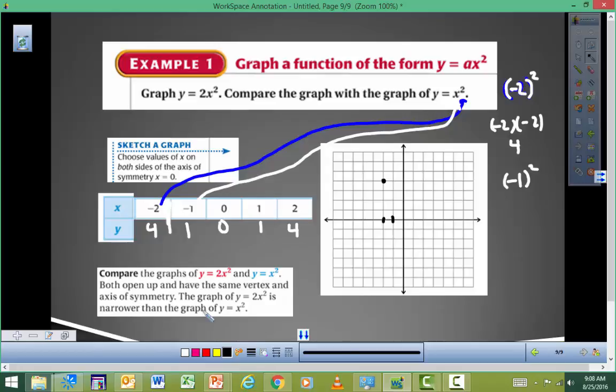On this example, I'm just doing those 5 values only. Okay, so let's continue finding this one. At -1, we're at +1. And at 0, we are right here. And at 1, we're right here. And at 2, we're back up to 4.